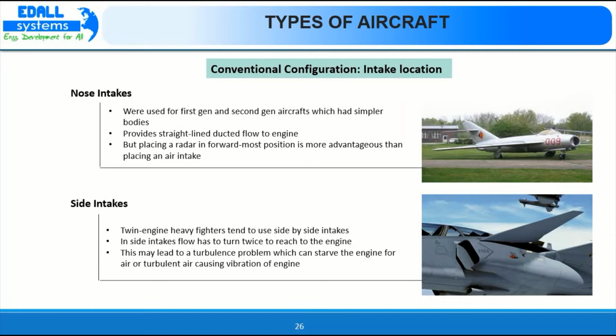The air entering the engine has to turn twice while it goes into the combustion chamber directly. This can cause a turbulence problem and it can starve the engine of air, because there will be some losses from the turning and twisting of the air inside.